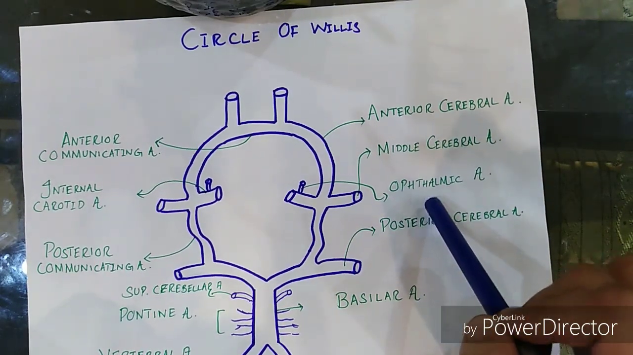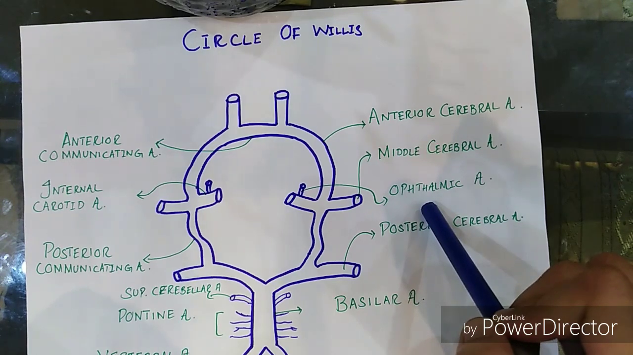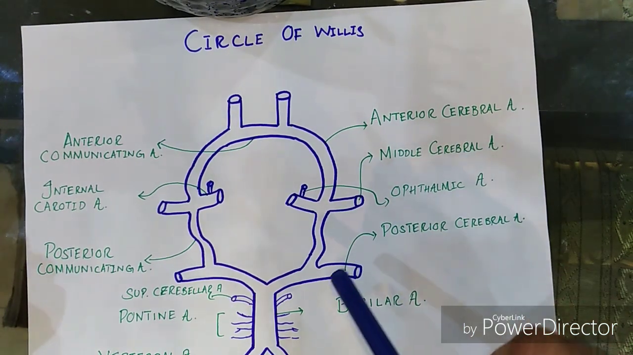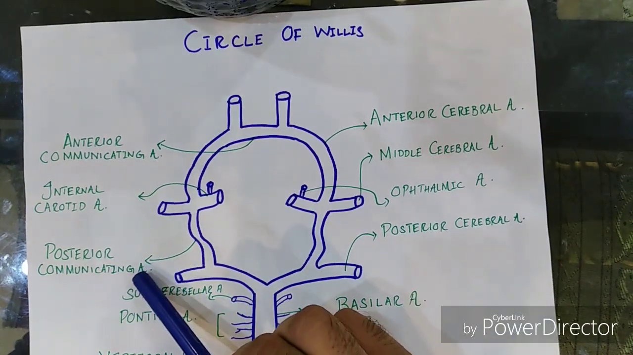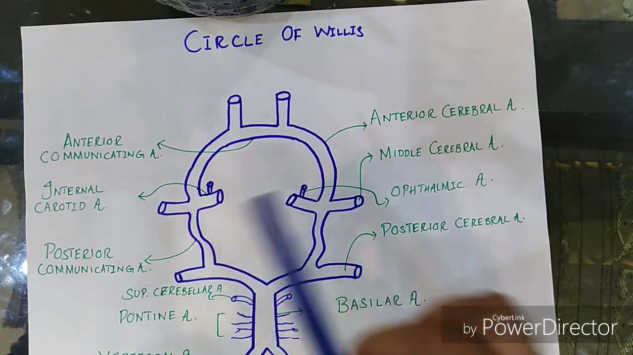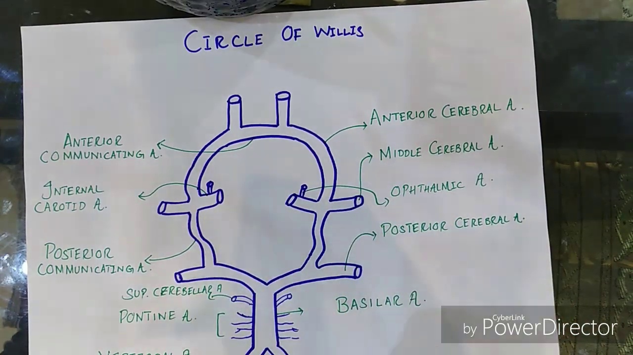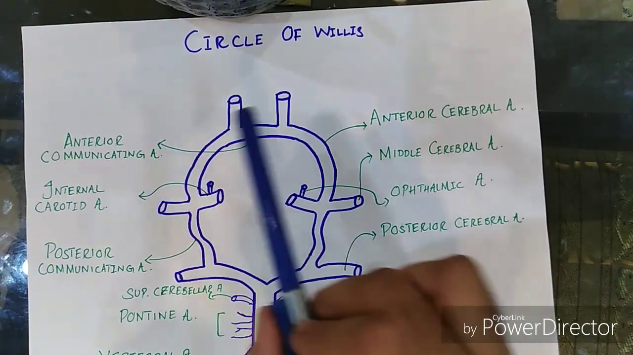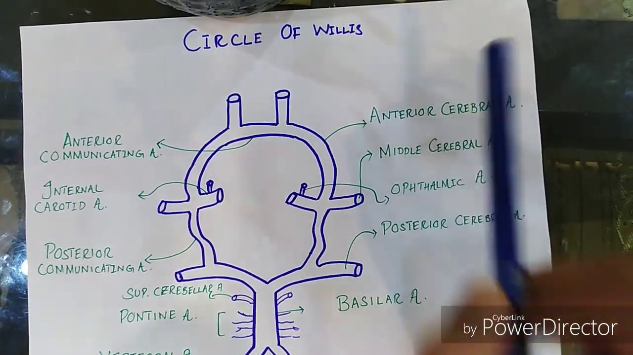The ophthalmic artery, from the name you can guess that it supplies the eyes, and it is also a branch of the internal carotid artery. The posterior communicating artery is just a communicating artery or connection between the left and the right internal carotid arteries. Similarly, the anterior communicating artery's function is to connect the left and right side anterior cerebral artery.